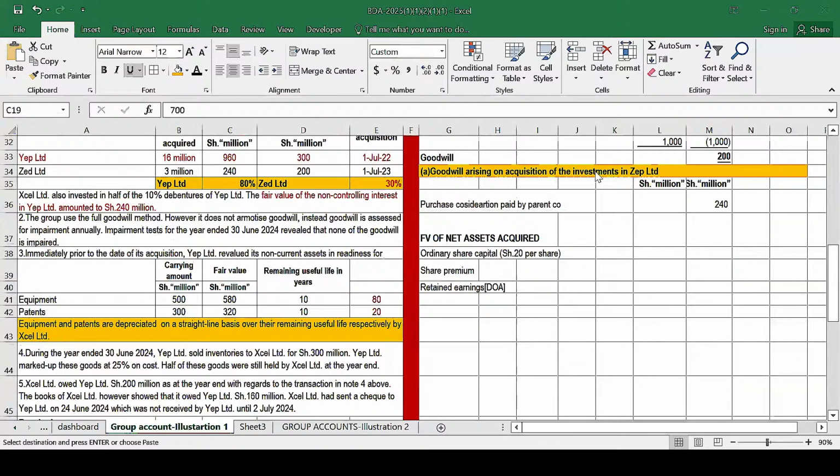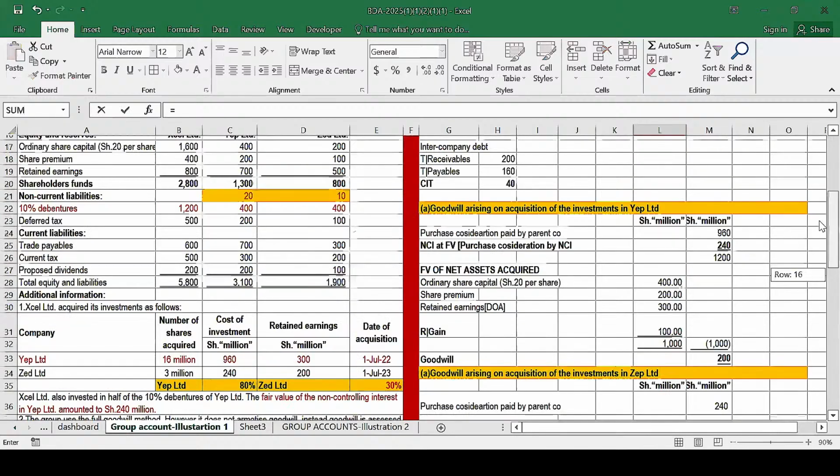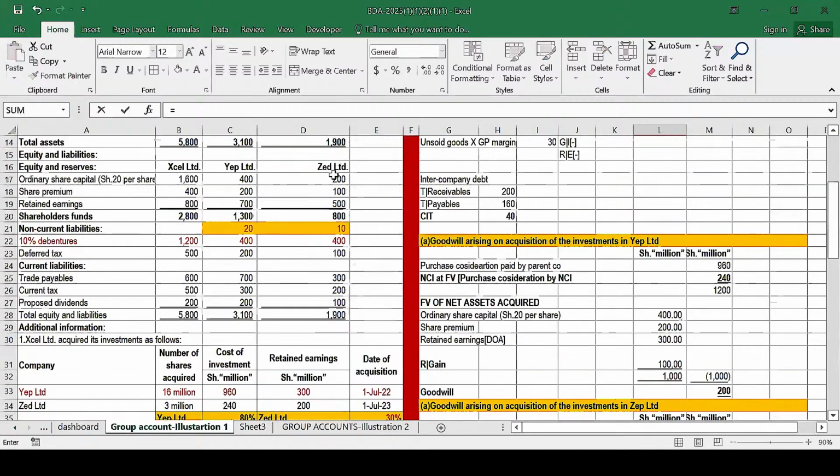That is Z. So I will take its ordinary share capital, which is basically here, this one. In this case, this is not the ordinary share capital at the date of acquisition, but because the question is silent, we always assume that this was the share capital at the date our companies were acquired. It has not changed. But something like the retained earnings, it is obvious this one keeps on changing.